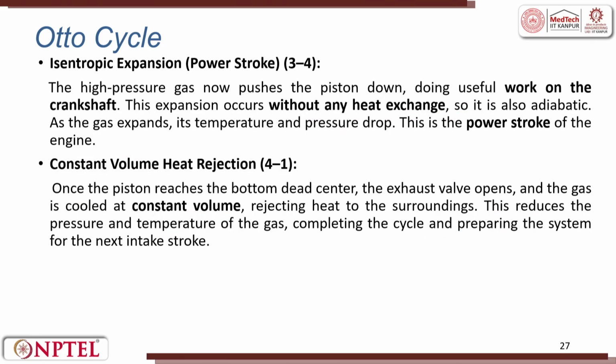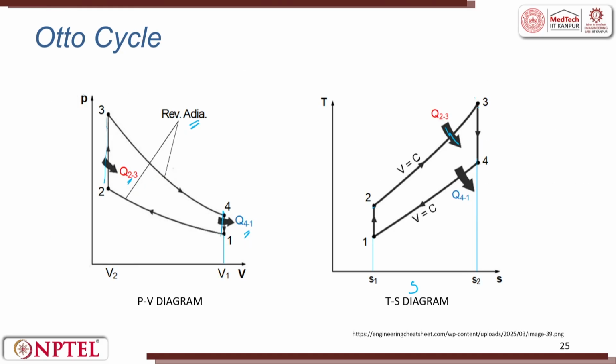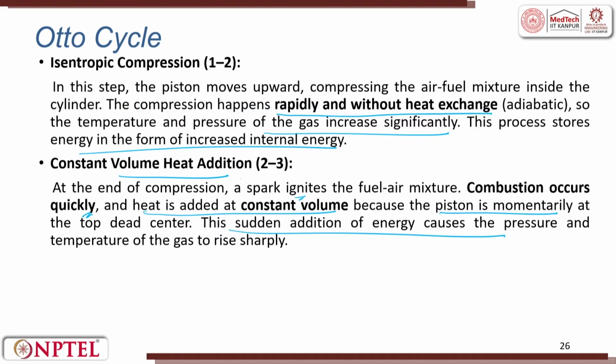So, isentropic expansion happens. The high-pressure gas now pushes the piston down, doing useful work on the crankshaft. When it is pushed down, the crankshaft rotates, so there is an output. This expansion occurs without any heat exchange, so it is also adiabatic in nature. As the gas expands, its temperature and pressure drop. This is called the power stroke. Isentropic 3 to 4 is the power stroke.